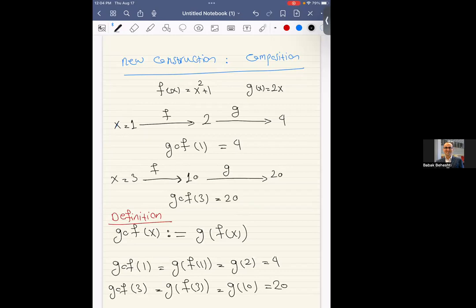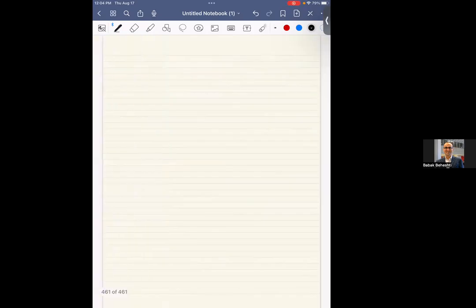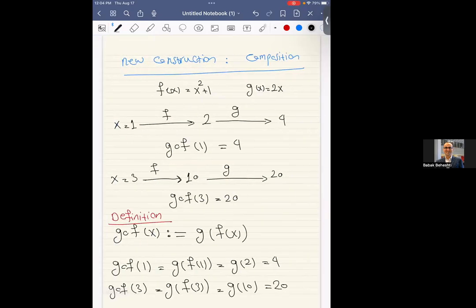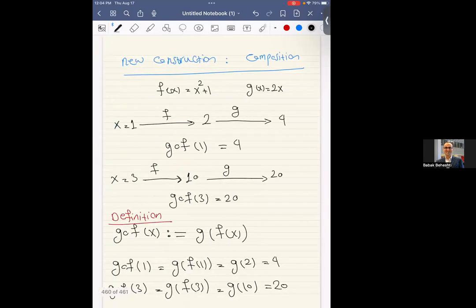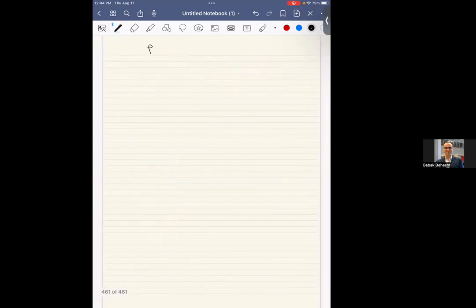Is this picture clear for everyone? Okay, now we can also find a general formula for G of F. Once you have formulas for G and F, as I said, what is F of X? F of X is X squared plus 1. G of X is 2X.